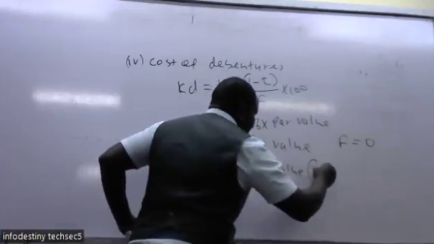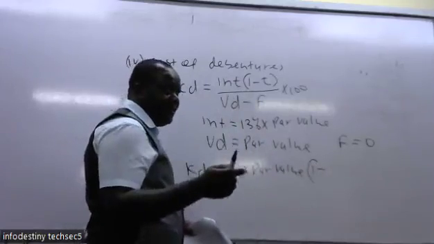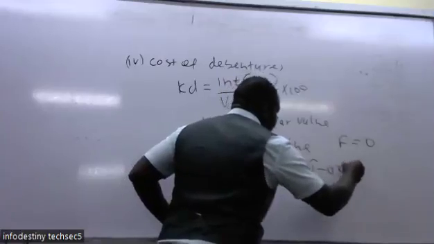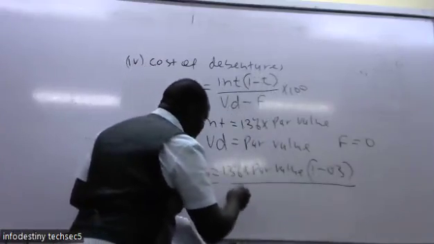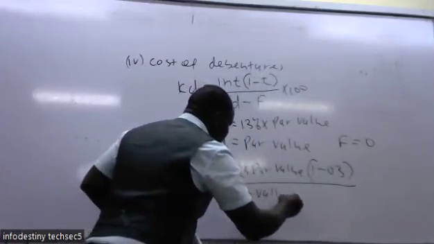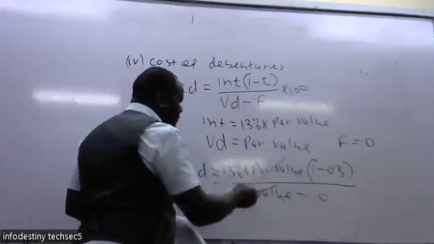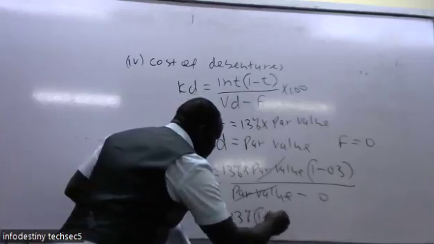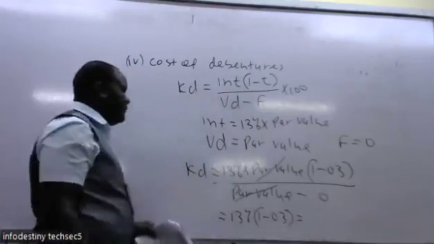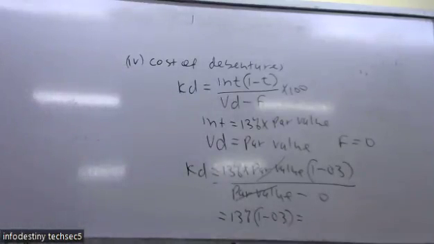Then 1 minus the tax rate. The tax rate is given as 30%, which is the same as 0.3. Then we divide by our current value, which is also the par value. The flotation cost is 0, so you simply cancel those. Finally, we come up with 13% of 1 minus 0.3.